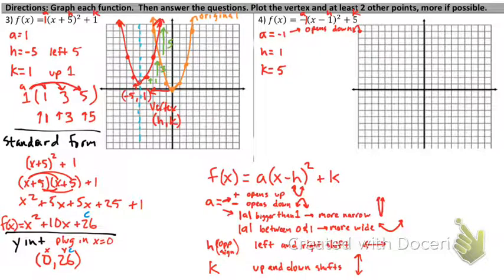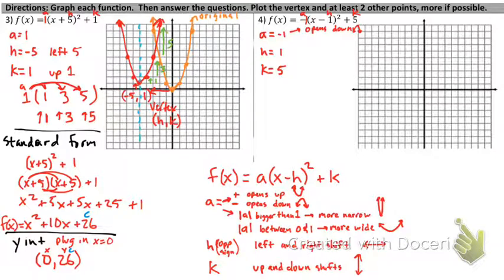Is it wider or smaller? Ignoring the sign here, we just look at the number. Is the 1 bigger than 1? No. Is the 1 less than 1, or smaller than 1? And the answer is no. So that means it's not going to get skinnier or wider from my original. The only thing the a value tells us right now is that it opens down.